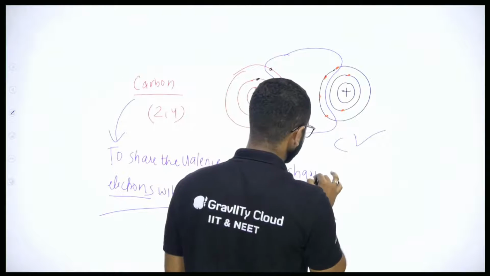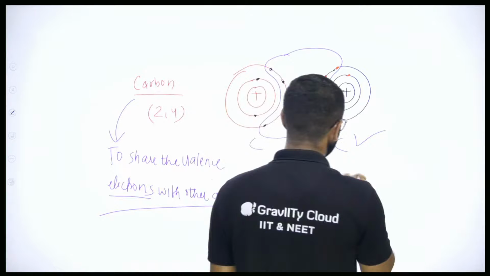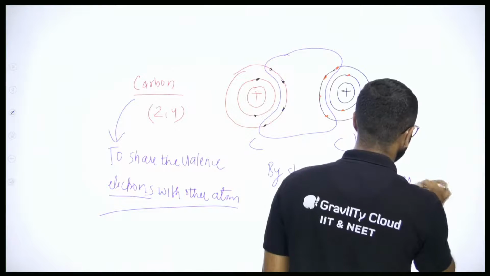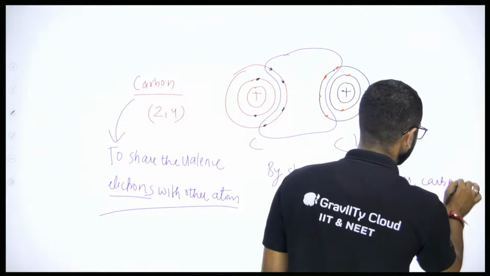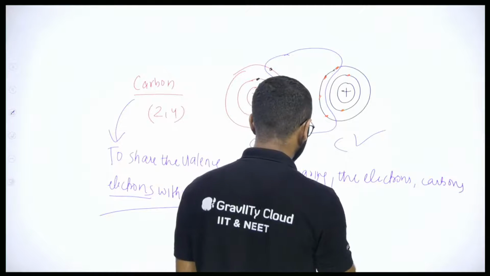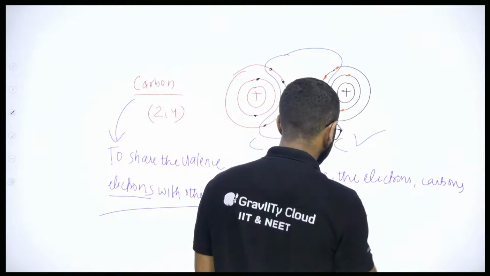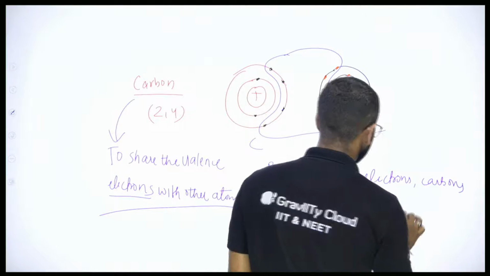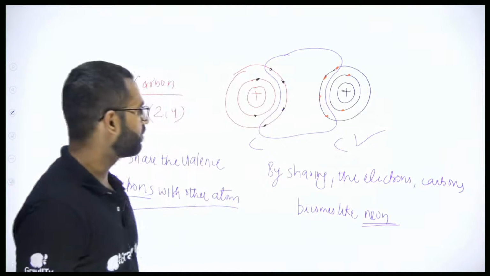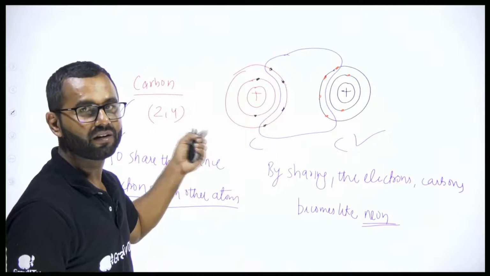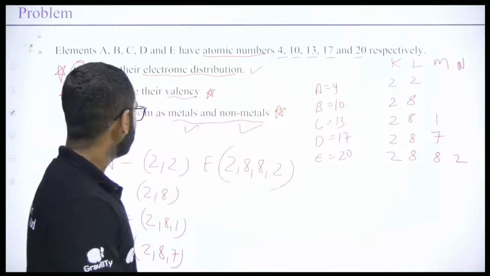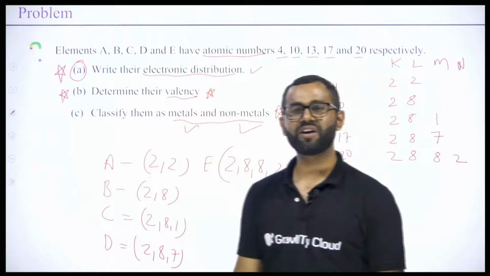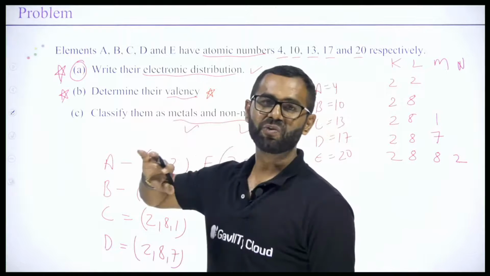So that means by sharing the electrons, carbon becomes like neon, means 2, 8. Understood? So 3 things are covered. What is valency? I have told you, right?